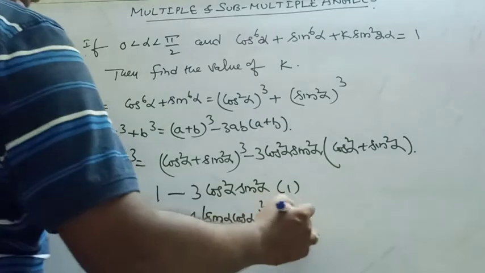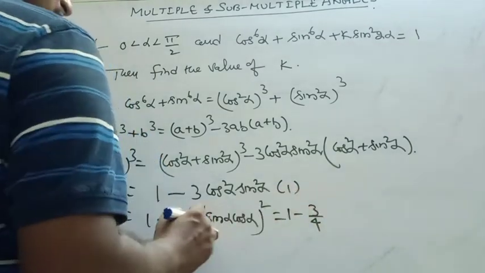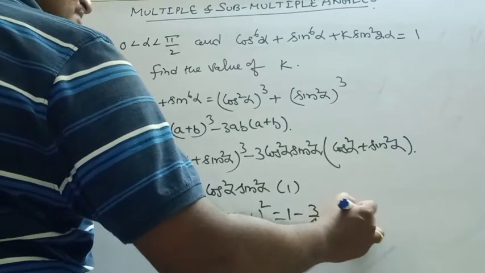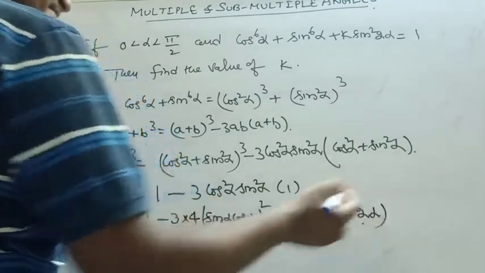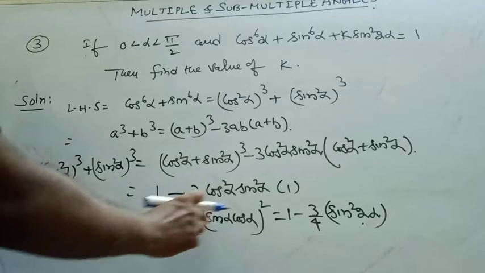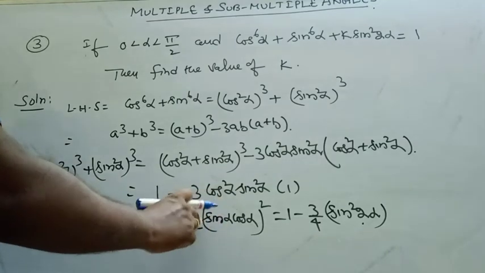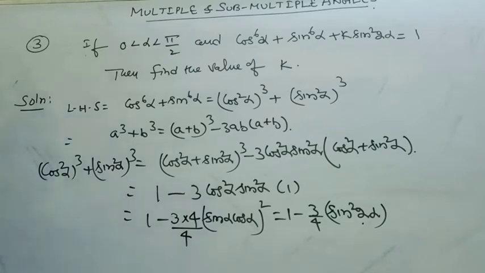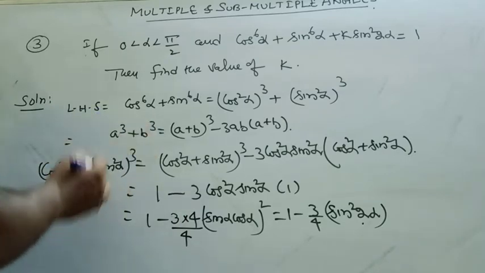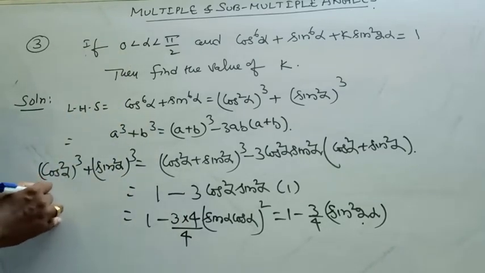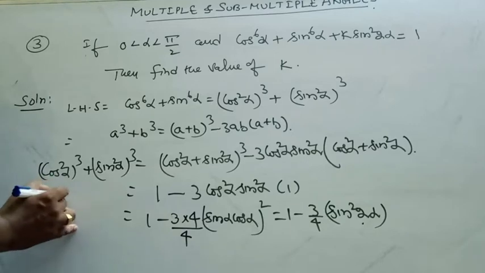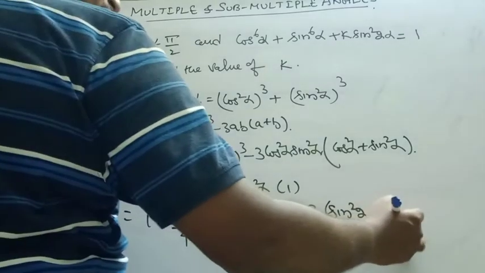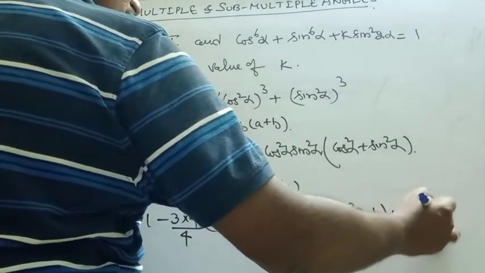Now this is 1 minus 3 by 4 into 4 sin alpha cos alpha whole square, that you can write as sin square 2 alpha, because 2 sin alpha cos alpha is sin 2 alpha, and that whole square. So 1 minus 3 by 4 sin square 2 alpha. Now they have given in our problem plus k into sin square 2 alpha. Here also plus k into sin square 2 alpha.